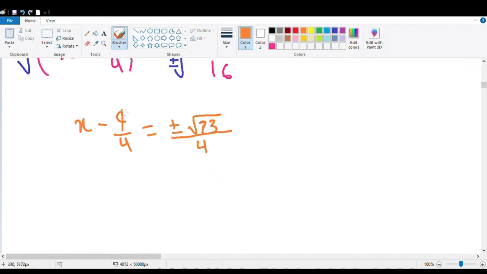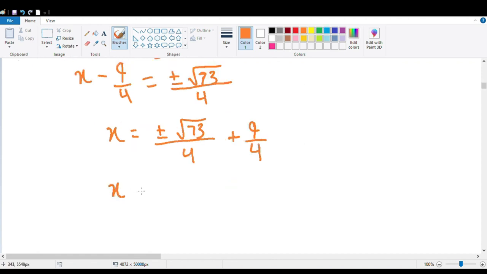So we're going to shift this minus 9 over 4 to the other side. So it's going to be x equal to plus minus square root of 73 over 4 plus 9 over 4. And then we're going to take the LCM, so we're going to shift this 9 right over here, so it's going to be 9 plus minus square root of 73 over 4. And that is our answer. So something that couldn't be solved by the factorization method, we solved by completing the square method.